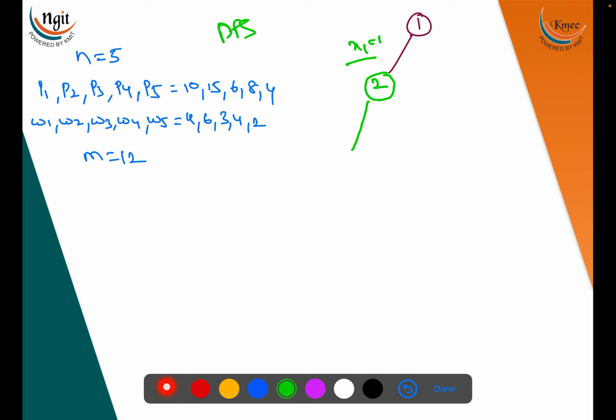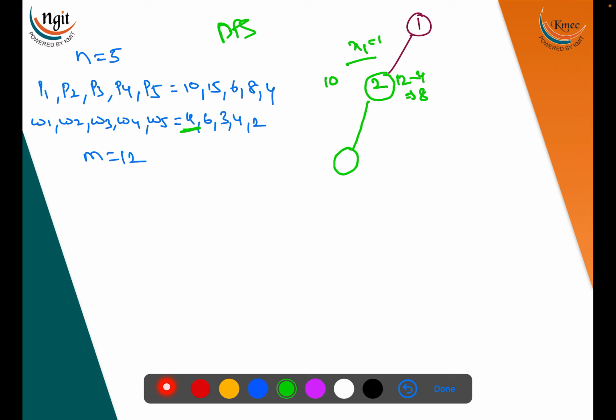Now, when you place the X1 object, what is the weight consumed? The weight is 12, and 12 minus the first object's weight, 4, becomes 8. You can still use 8 kgs of weight, correct? And the profit you can also calculate here: till this point you got only 10.